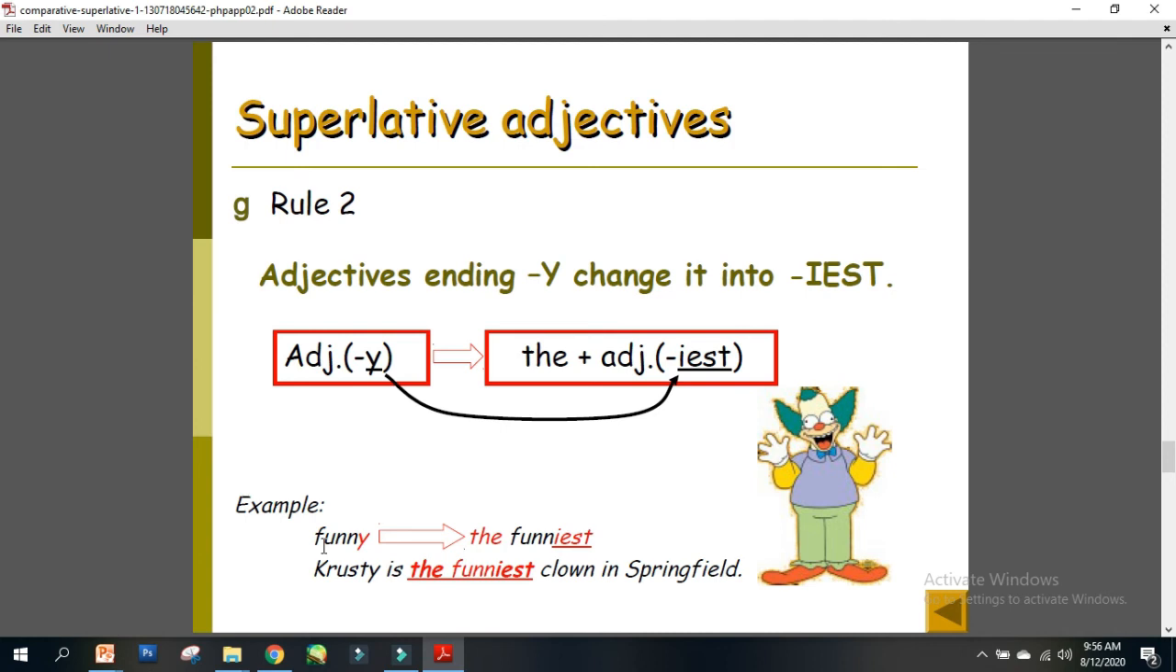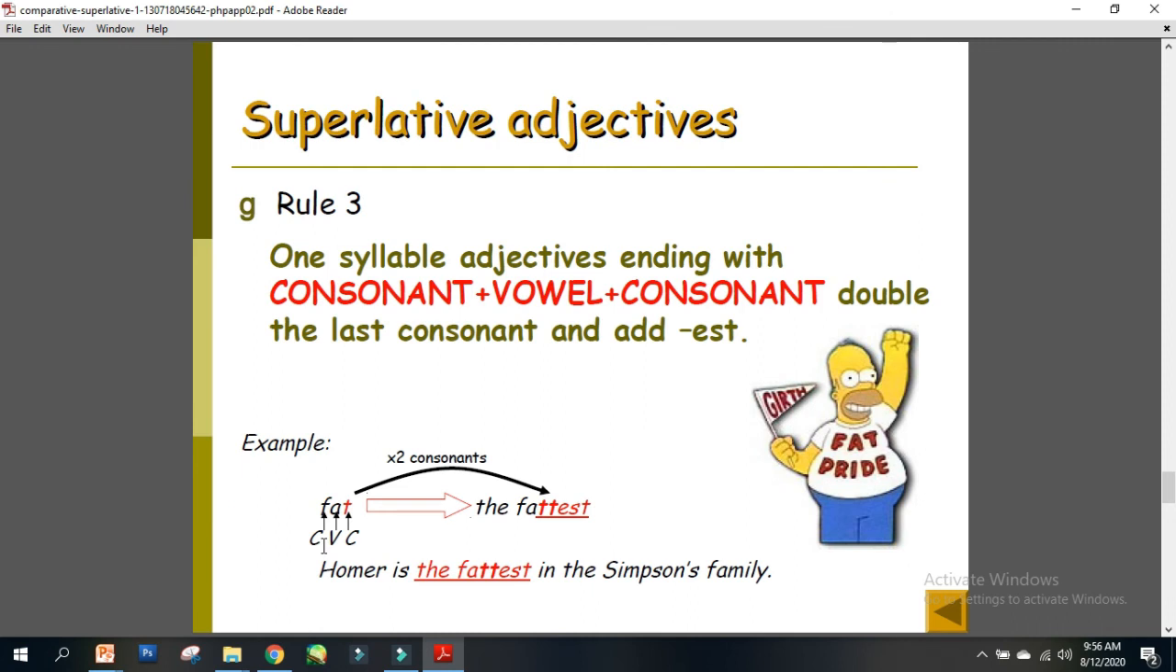Krusty is the funniest clown in Springfield. Okay? Krusty is the funniest clown in Springfield. So we compare Krusty with the rest of the clowns in Springfield. In Springfield, Krusty is the funniest. So Krusty is the most enjoyable person in Springfield. Okay, so don't forget to add the, an adjective, and iest.